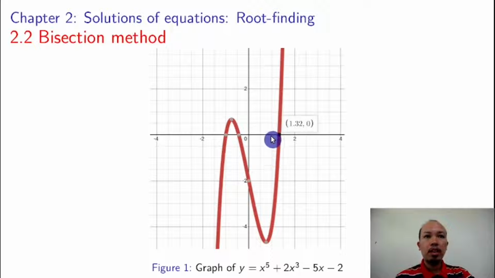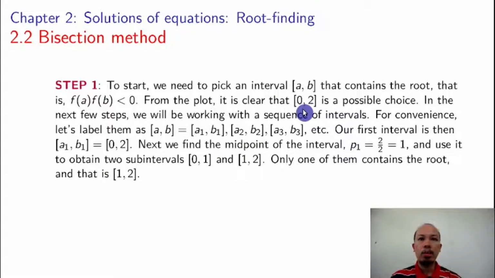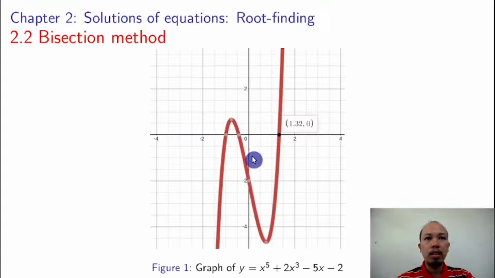It depends on how you choose the interval. Since we want to get this root first, the appropriate interval is 0,2, or you can have 1,2, but let's get 0,2 first. Then compute f of a and f of b. From the graph, f of a is negative 2 and f of b is positive. So the product of f of a and f of b is less than 0, meaning there's a root.